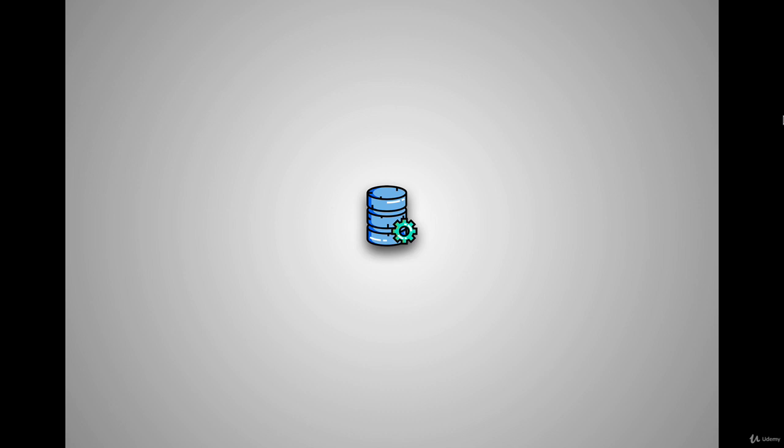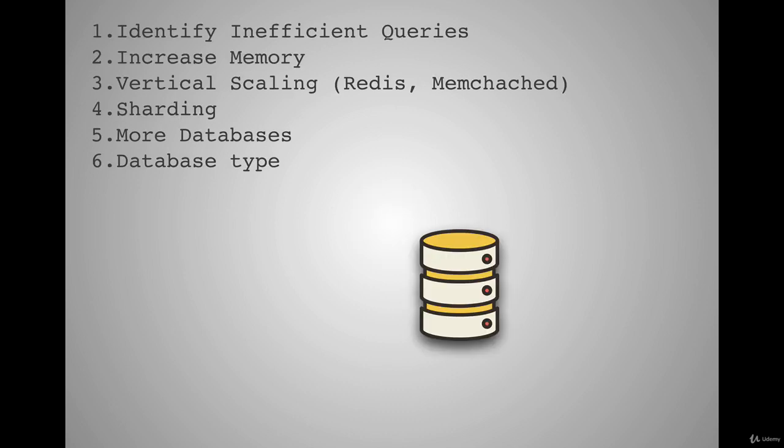So let's take a high-level overview of what we can do with databases. I have listed here 6 items that are the main ways that databases can scale. And the very first one is probably the most important one that you should look at before you do any sort of optimizations on a database. And that is to identify inefficient queries.